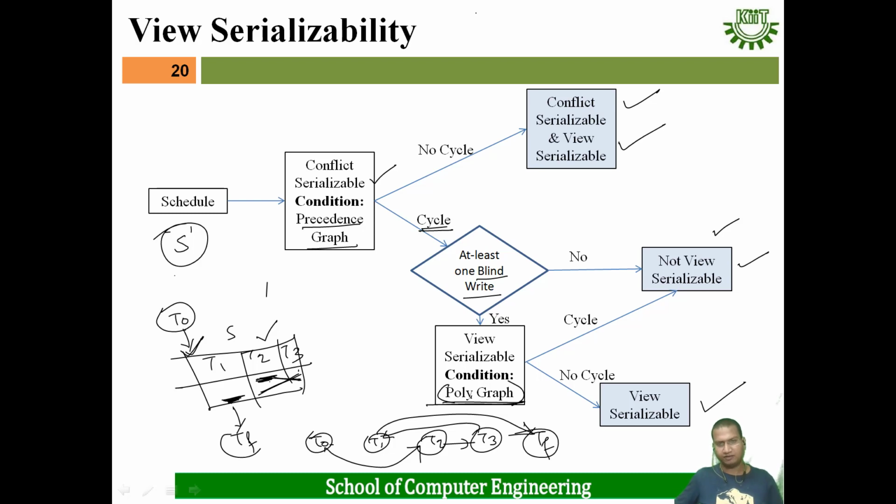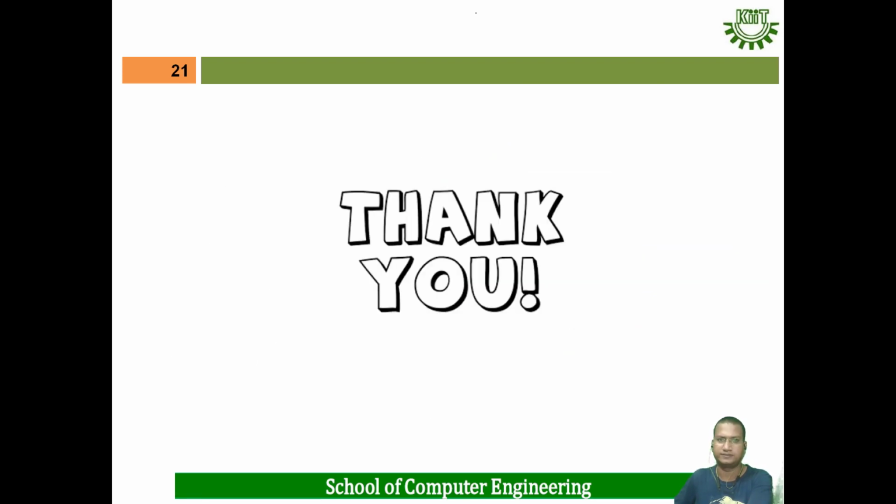Okay, and if a cycle is present, then it is not a view serializable schedule. If no cycle is present, it is a view serializable schedule. Okay, in this way you have to check. And this is all about your view serializability.